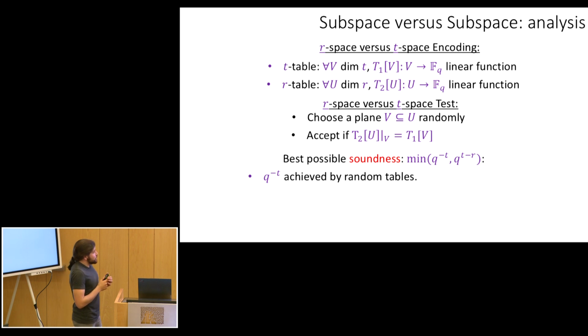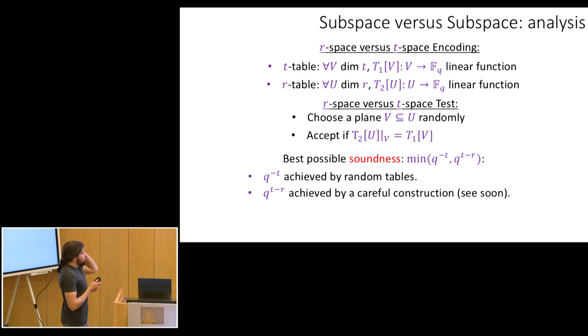So Q to the minus T is easy. If you just choose all of the tables randomly, you'll see that it passes with probability Q to the minus T. And Q to the T minus R is a bit more complicated. We'll see the construction. It will give us some ideas, but let's put it on the slide for now.